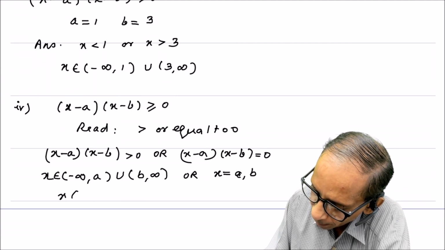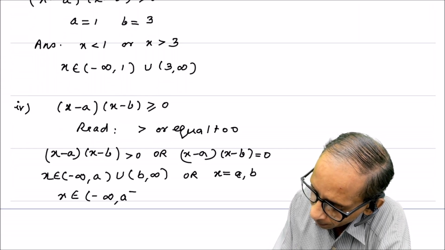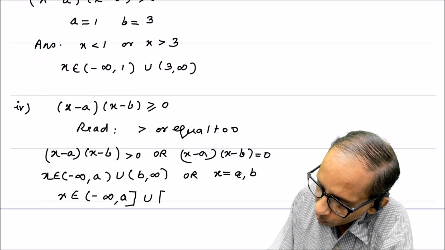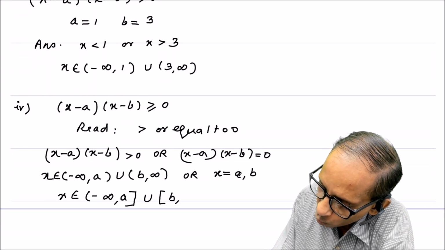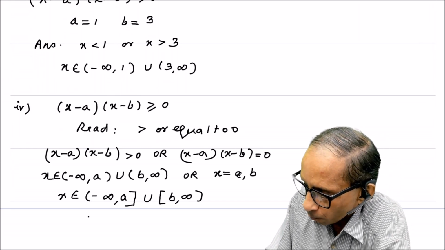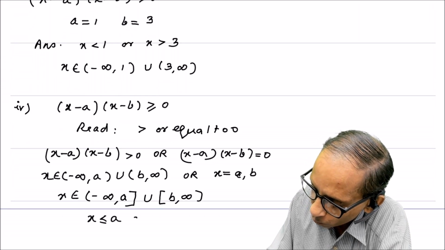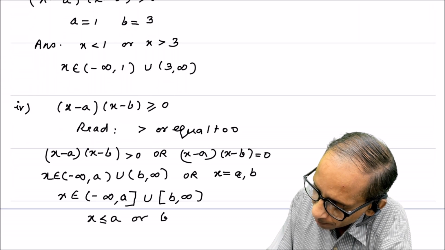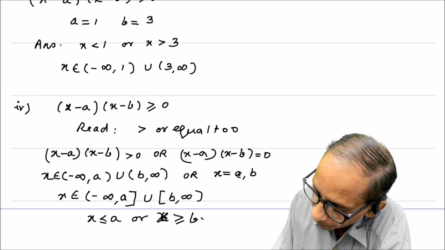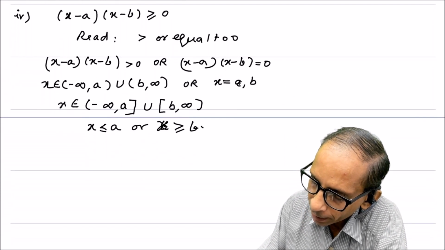So combining both the solutions, if we are including a, then the bracket will become the closed bracket, and when we are including b, the bracket becomes another closed bracket, and so this becomes the solution. Or put in another words, x is less than or equal to a or else x is greater than or equal to b. So this is the fourth type of quadratic inequality.